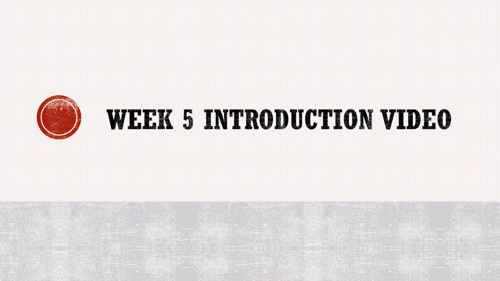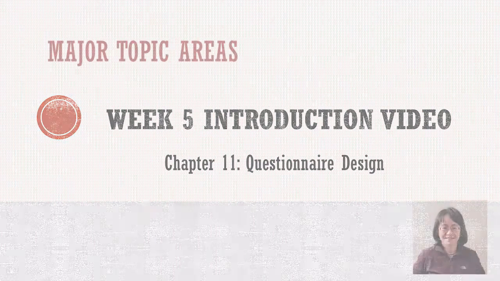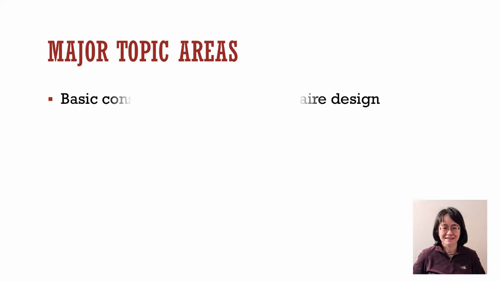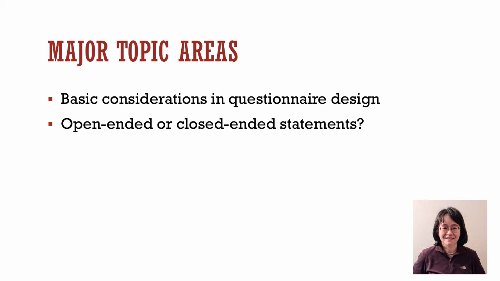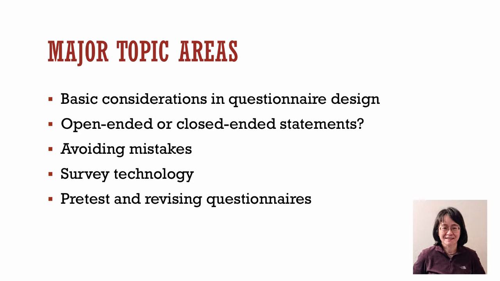Week 5, we continue to work on Module 3, Measurement. Chapter 11 first discusses the basic criteria of a questionnaire. A classification of question types will be presented. Some helpful guidelines for writing questions and for preventing the most common mistakes will be provided in this chapter. A few survey technologies are introduced. How to pretest survey instruments is addressed in the last part of this chapter.